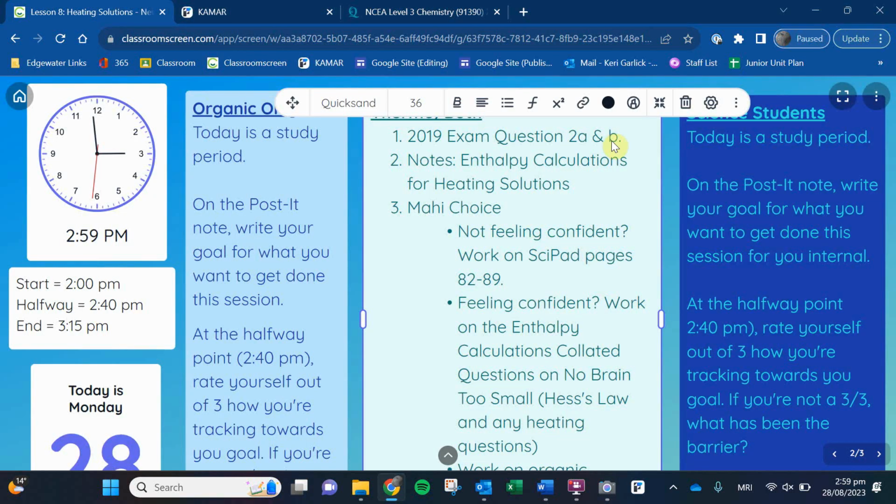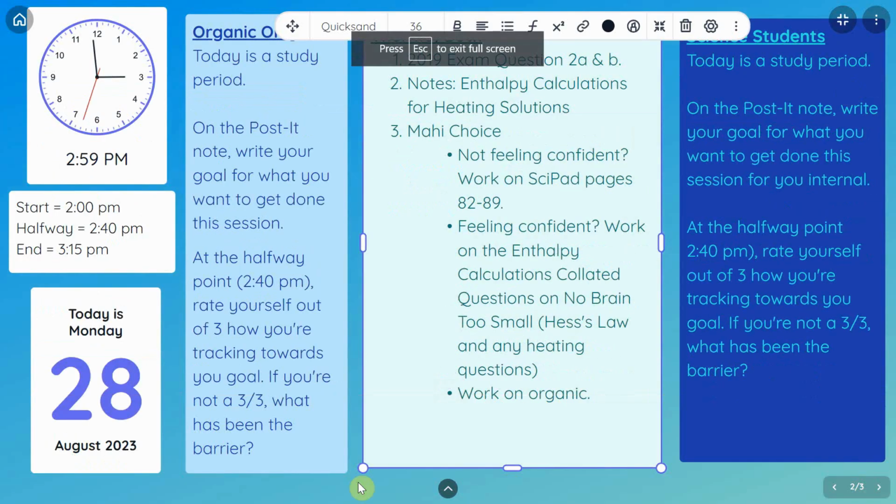Cool. So that's us for today. If you're not feeling confident, do the SciPad pages to help scaffold. Or you can do the collated no brain too small questions if you feel more confident. Keep in mind that they do have the other types of calculations in there, so don't get overwhelmed if you see something and it doesn't look familiar. Just skip it for now, and you can go back to it later.